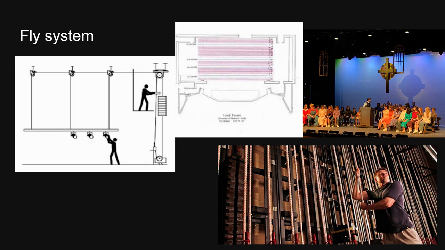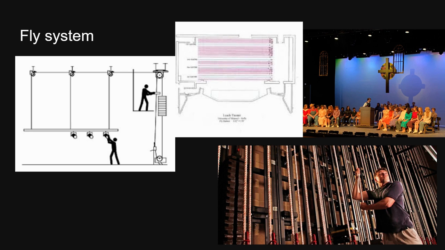So a fly system is simply a pulley system with different weights on the sides that one person or many people will manage by locking those different battens or pipes into place with different weights, and then releasing those weights when you want to lower different things onto the stage. So you can use it to hang lights really easily, then you don't have to get on ladders. But you can also use it to hang different set pieces.